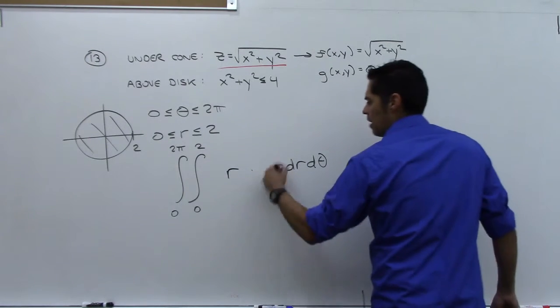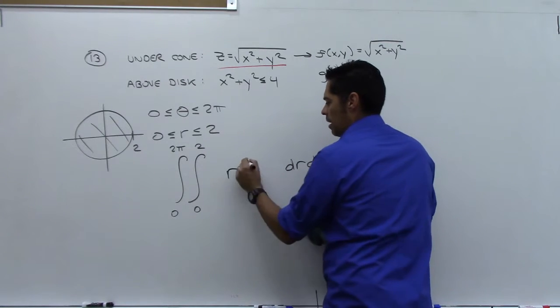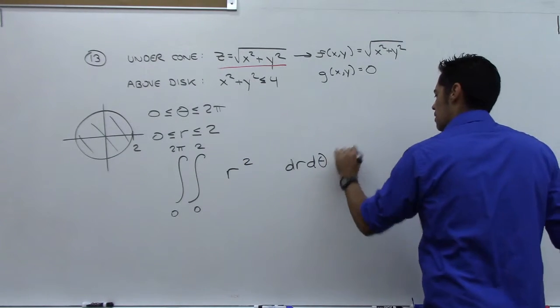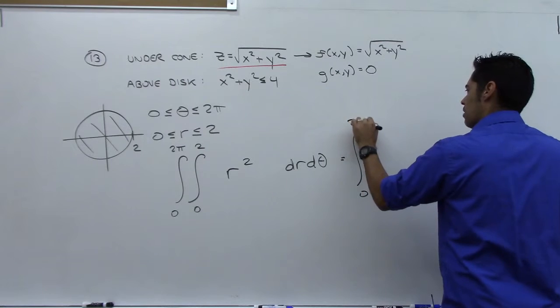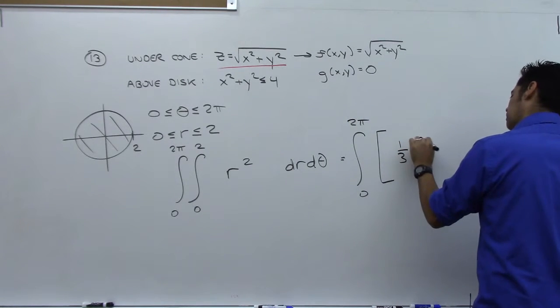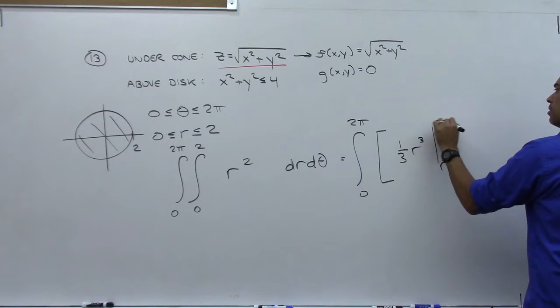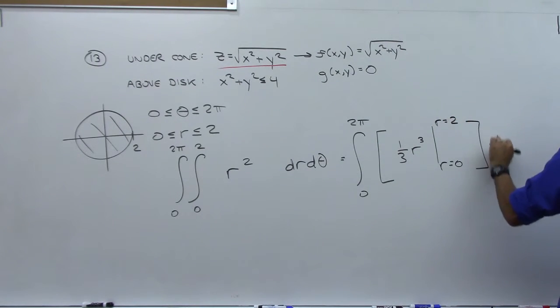And this together is r squared, right? So let me do that. I'm just going to erase that r, make that r squared. So this one's pretty straightforward. So I'll just take the antiderivative of r squared, which is 1/3 r cubed, evaluating r equals 0 to 2 d theta.